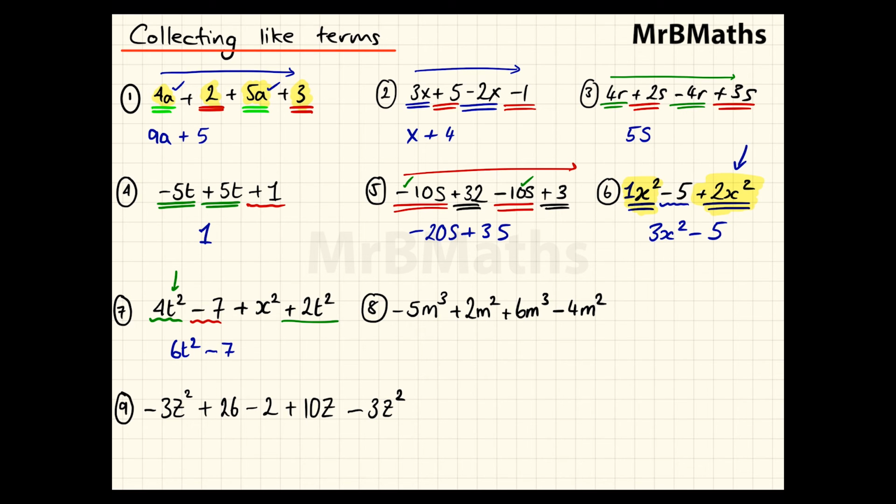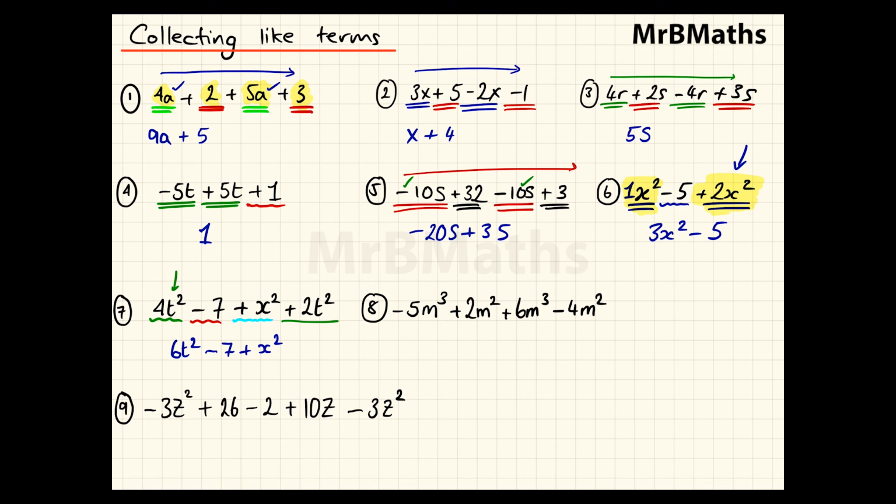I then have plus x squared. Scan the expression, x squared is by itself, so plus x squared. Okay, you can't just leave it because it still exists in the expression. So if there's nothing you can collect it with, so there's no addition or subtraction for you to do, you have to write what is there.